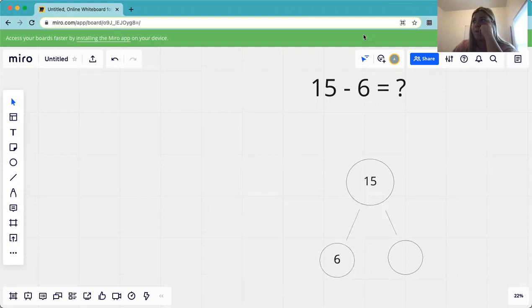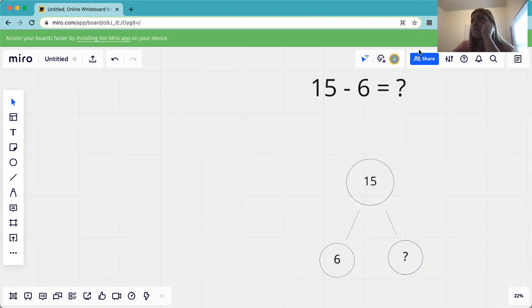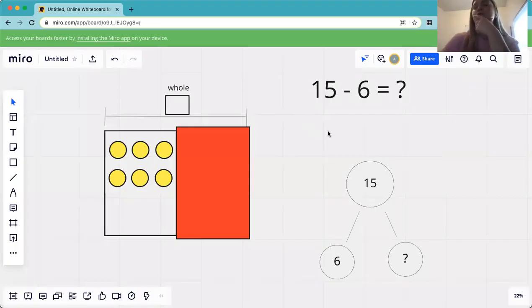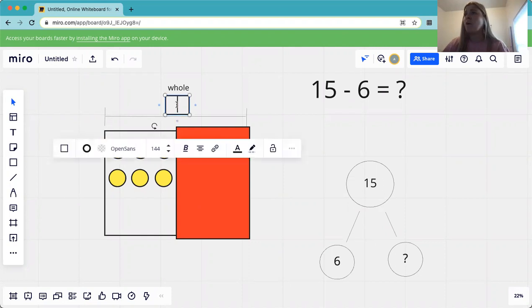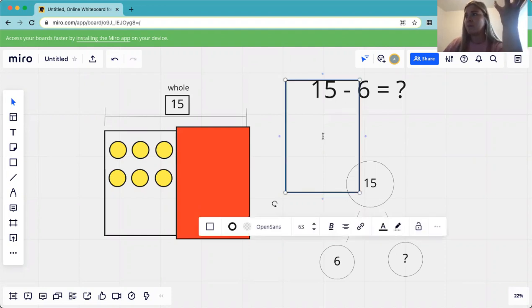All right. So now I need to figure out what is in this spot right here. Bringing up my chart, I put this side as blank because we don't know what it is. We know our one part is 6, and then we know that our whole is 15. So we need to go ahead and figure that out. But I need to turn this subtraction equation into an addition equation.